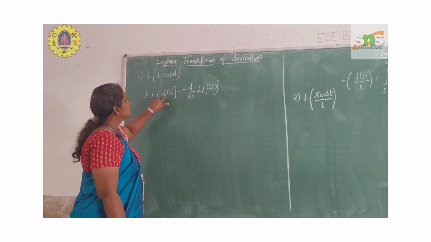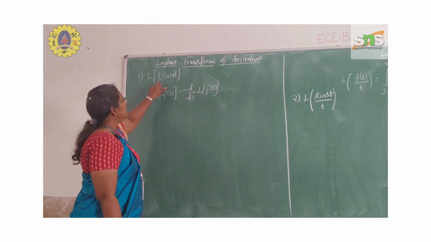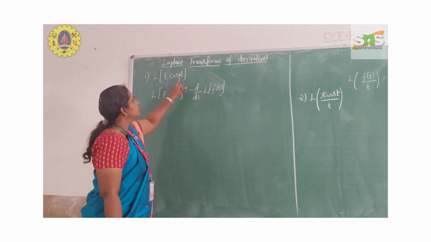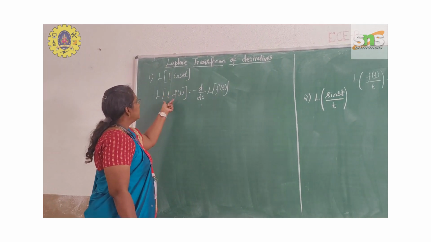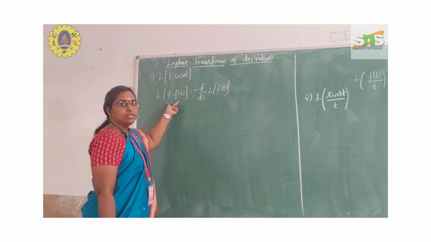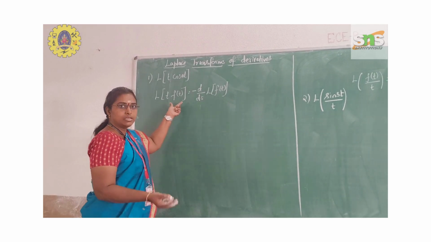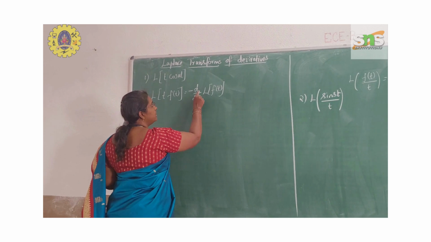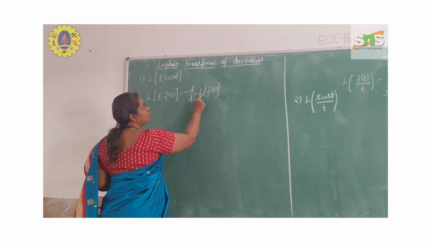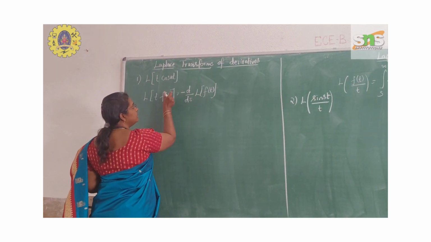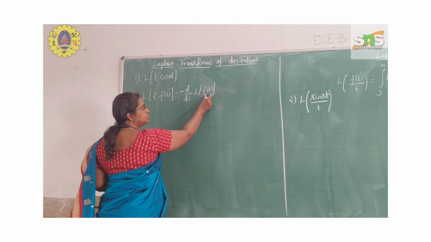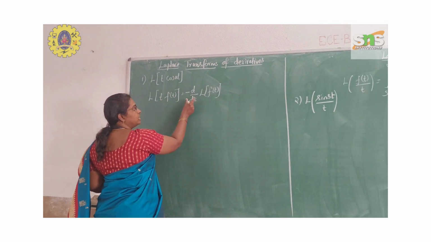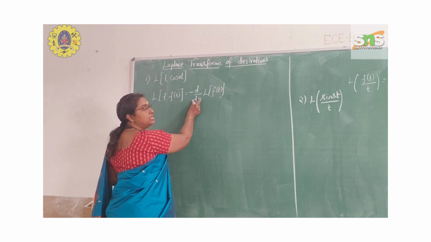Compare with the original formula t into f of t. Here f of t is cos at. So from this we can write a product of two functions. The corresponding replacement for this is minus d by ds of L of f of t. What is f of t? Take the Laplace transform of this function. Instead of t, we can replace it by minus d by ds.